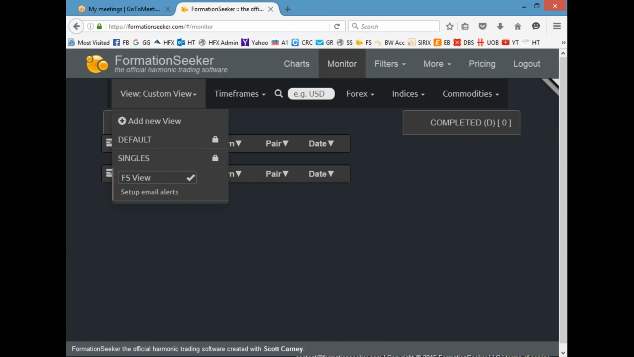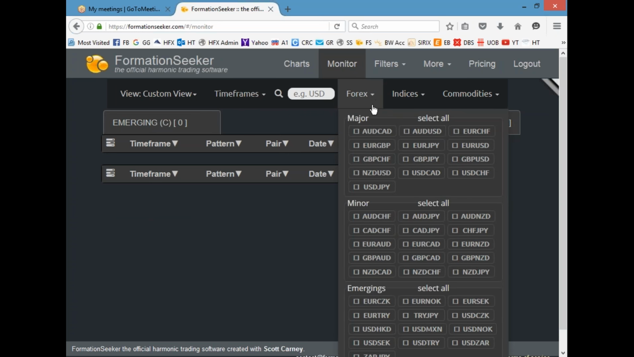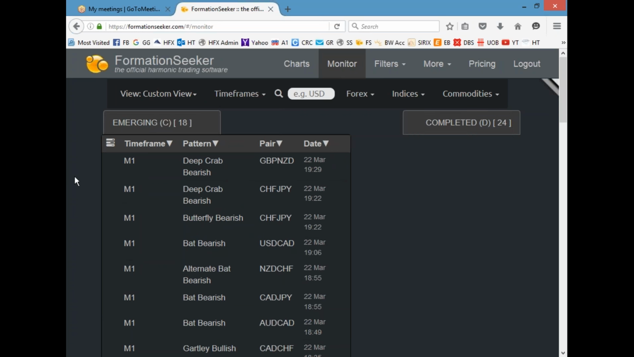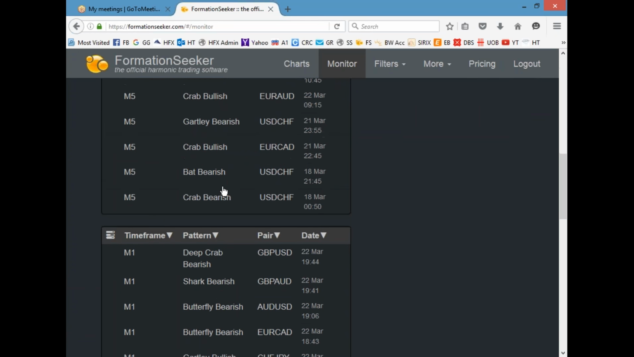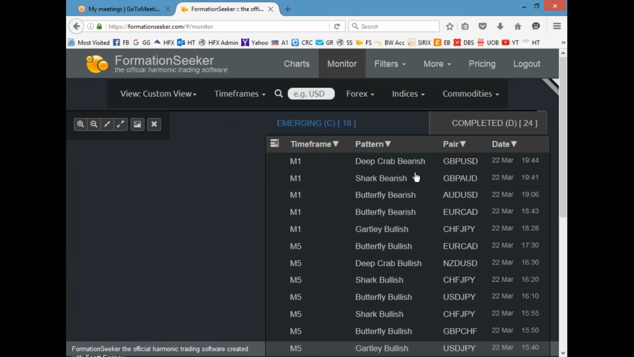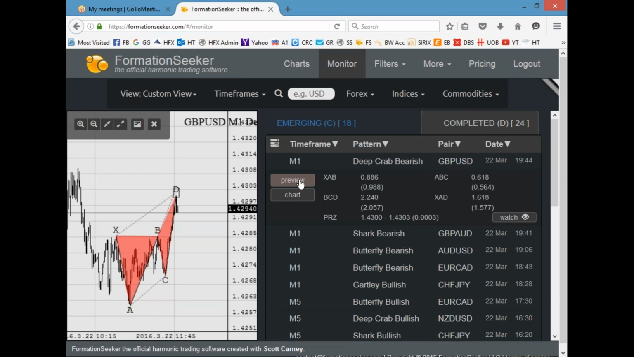Okay, and then I can click here, and based on this I can select. So let's say I'm just interested in M5 and M1, which means I'm a scalper, and I'm interested in all of this and all of this. Okay, can you guys see straight away there are 18 trades for me to take completed? There are also another 24. So let's take a look at what happened here. Okay, we can take a preview.